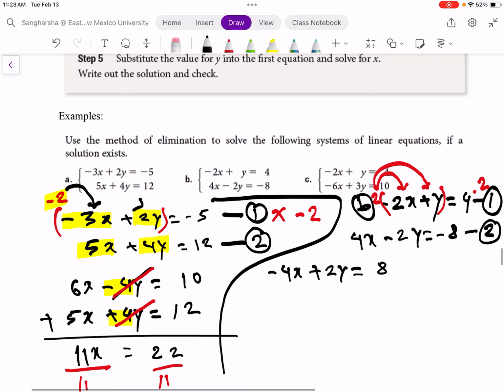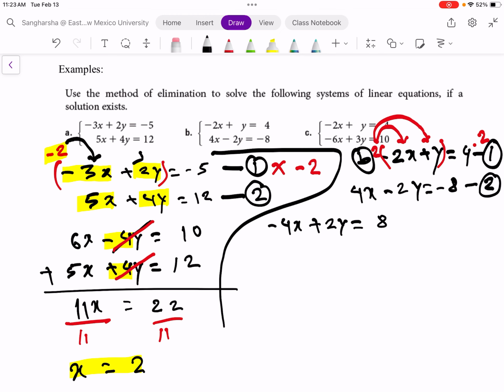And we have our equation 2, 4x minus 2y equals -8. Now let's add these two equations. Everything just cancels out. Now here -4x plus 4x, that's 0, right? Positive 2y minus 2y, that is 0.